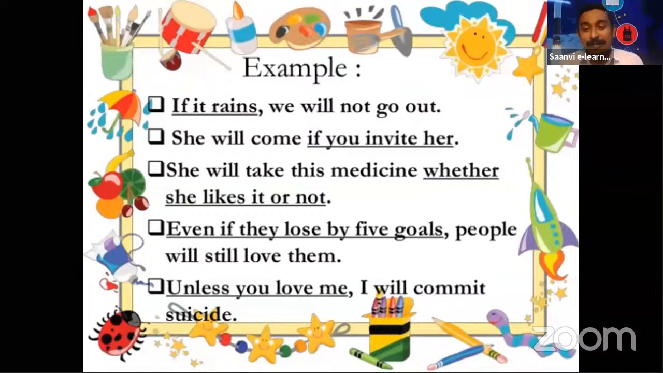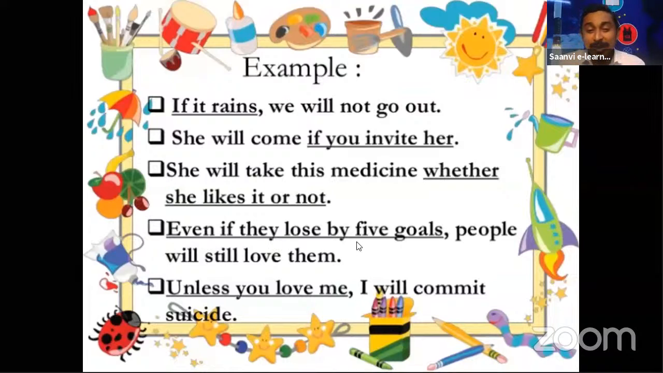She will come if you invite her. She will take this medicine whether she likes it or not. Whether she likes it or not, she has to take this medicine, whether or not. Whether you come or not, I am going to the theater today. Whether you are present or absent, I am going to teach the lesson tomorrow.